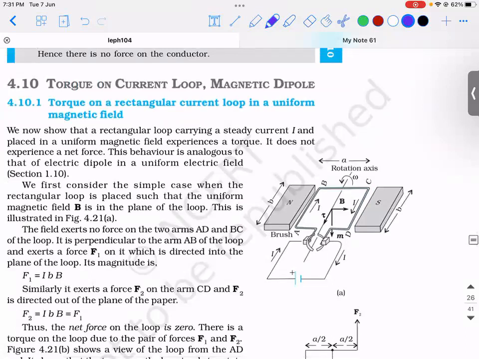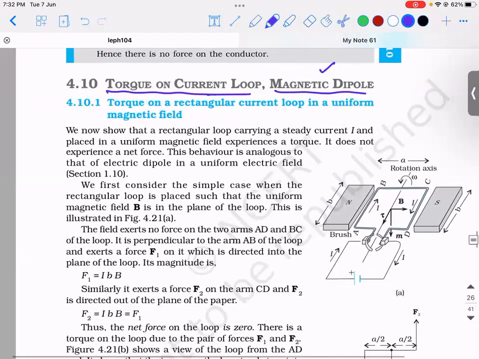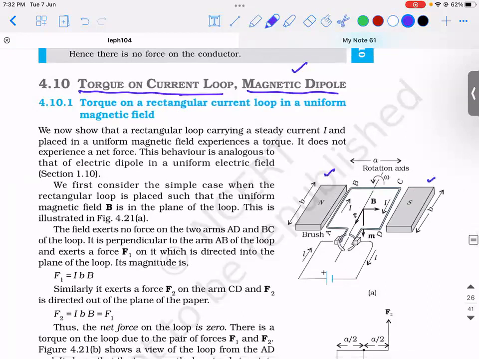So, listen. Torque on current loop or magnetic dipole. So, current carrying loops are generally called as magnetic dipoles. Why they are called as magnetic dipoles, I'll explain it later. But as of now, we'll try to concentrate on this diagram and observe. So, if you observe, you have a north pole and south pole present. So, for this north pole and south pole, what is happening is you have placed a current carrying loop in the presence of this external magnetic field. Remember that the magnetic field is going to be from north pole to south pole.